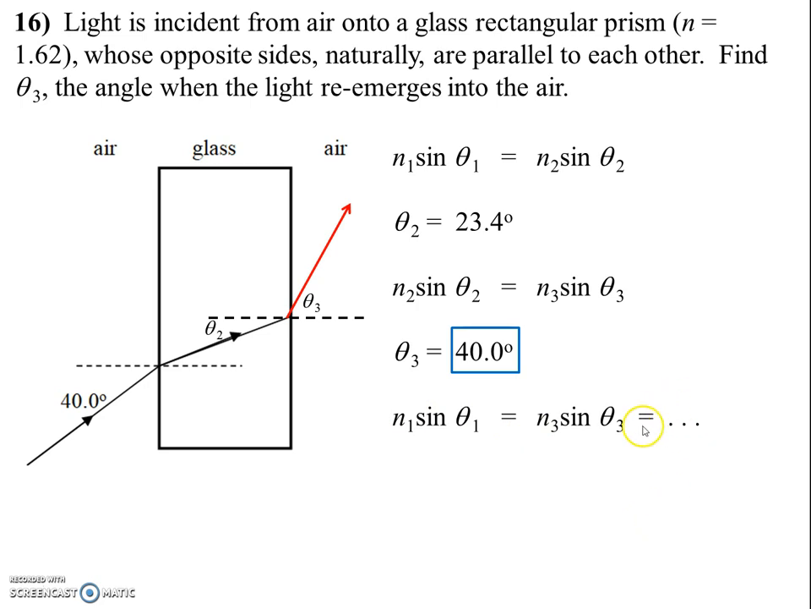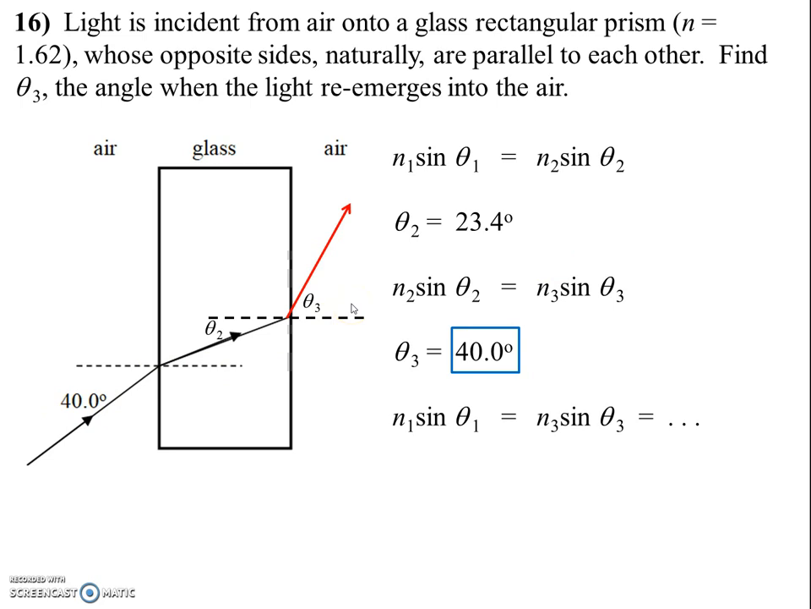Now notice what I did here is I said equals, which means it can keep going. This could be n4 sine theta 4, n5 sine theta 5, and so on, meaning that if I just kept stacking medium after medium, I can jump straight from the first to the last and not worry about anything that happens in between. Now, this only happens if all the sides are parallel, because the sides being parallel is what allows us to do the alternate interior angles. If these sides were at different angles to each other, we wouldn't be able to do this. So, if all the sides are parallel, we can jump straight from first to last in one shot.